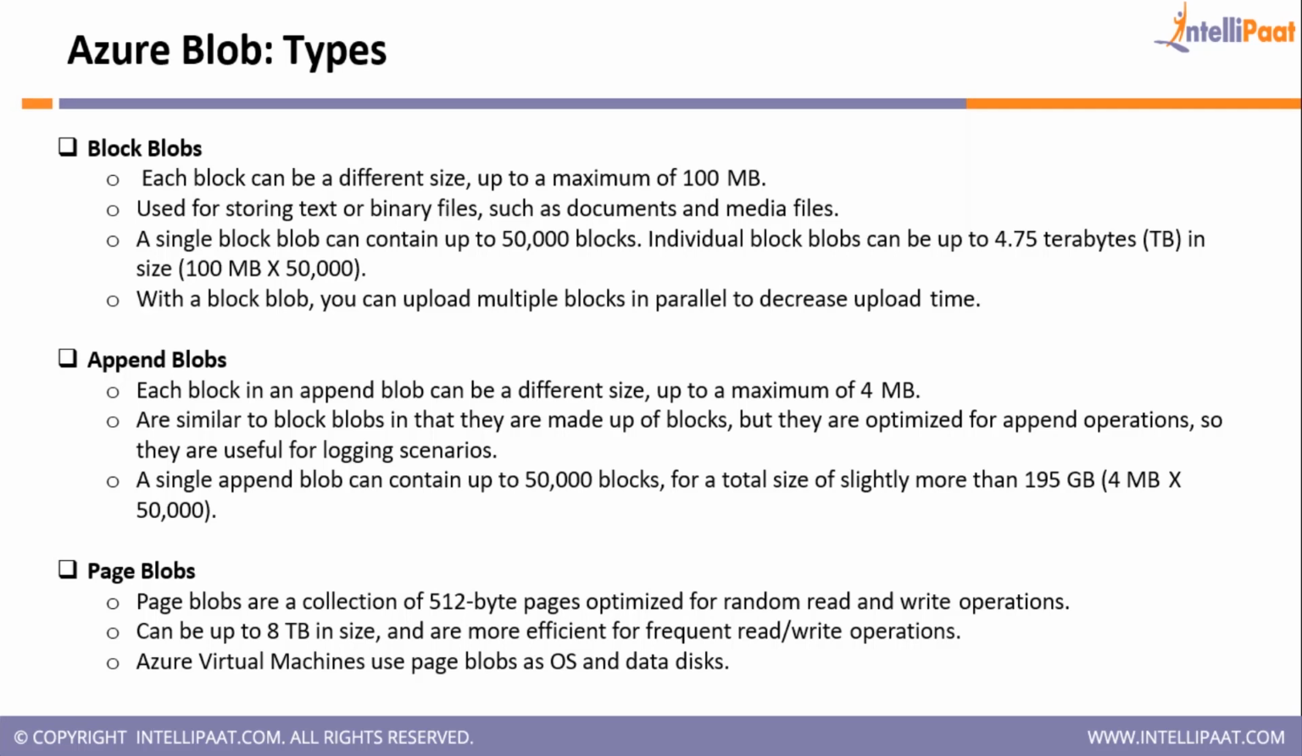It's immediately committed. With block blobs, you have an option to upload and commit later, where commit means make it part of the storage right away. You have an option of uploading it and leaving it uncommitted, and later on you can commit those to your actual storage. With page blobs, as soon as you write something, it becomes part of the page blob. Page blobs can be up to 8 TB in size and are more efficient for frequent read-write operations. Azure virtual machines use page blobs as OS and data disks. Okay.